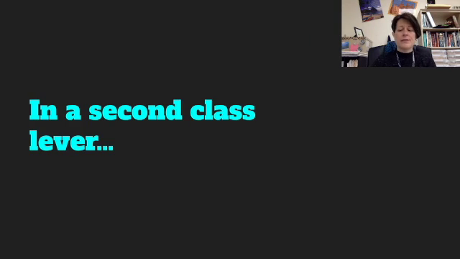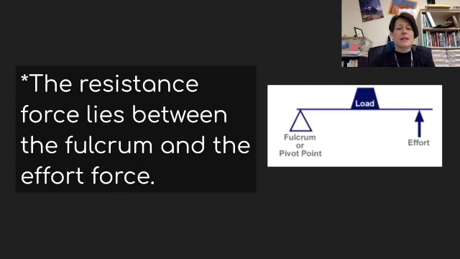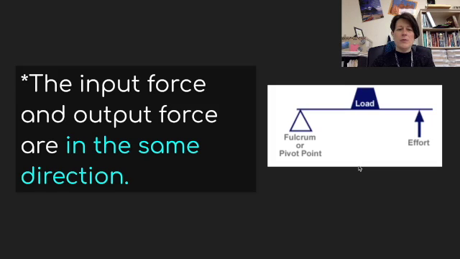Now, in a second class lever, the resistance force lies between the fulcrum and the effort force. So here we have the fulcrum at the end, the load or resistance force in the middle, and the effort force at the end. And we notice if we lift up on this, the load also lifts up. So the input force and output force are in the same direction. So go ahead and put an arrow next to or on top of that load to show that you're listening and to show that the two forces are in the same direction.